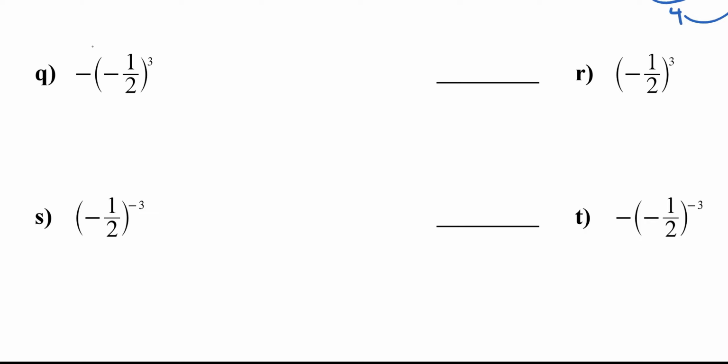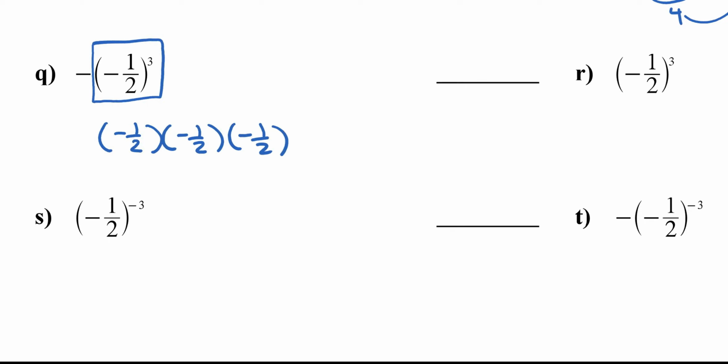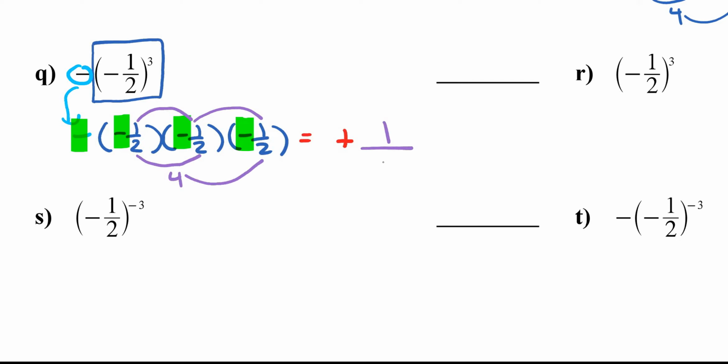For letter Q, let's do the brackets first. So negative 1/2 times itself 3 times because there's a power of 3 there. And we also have this negative sign over here. So this negative sign just tags along. Now, if you count the number of negative signs, I have 4 of them, which is even, so my final answer is going to be positive. And after that, you just multiply things out. So 1 times 1 is 1, 1 times 1 is going to be 1. 2 times 2 is going to be 4, and 4 times 2 is going to be 8. So positive 1 over 8.